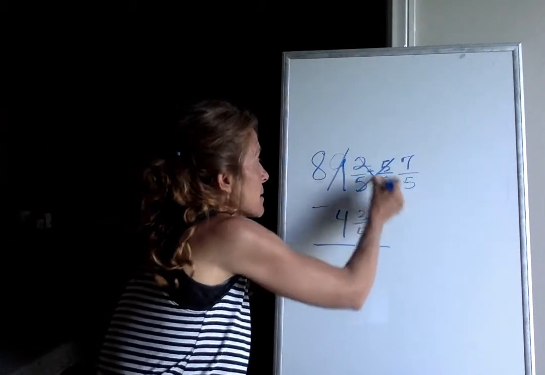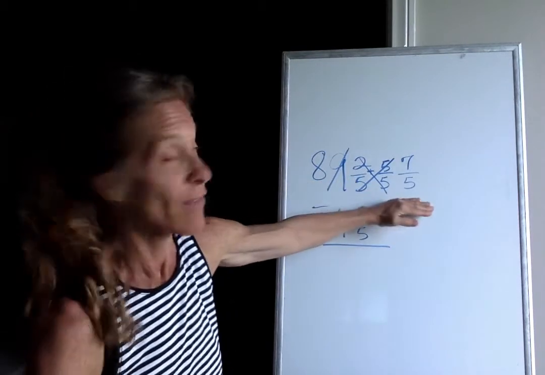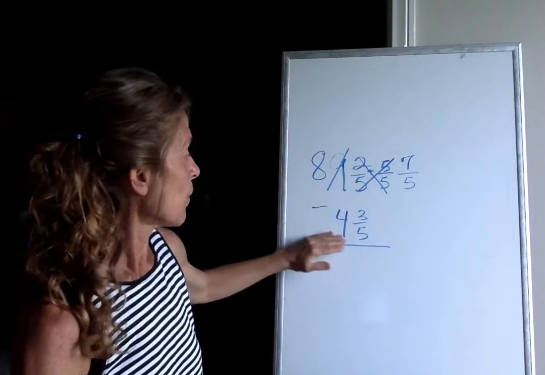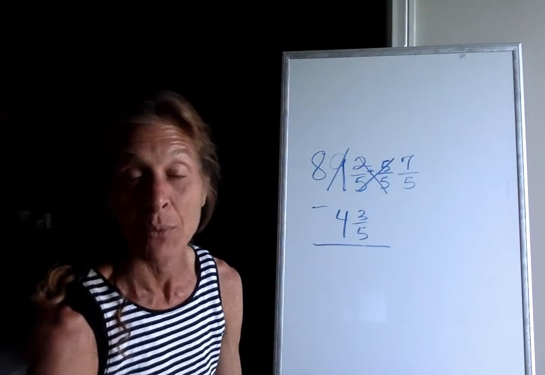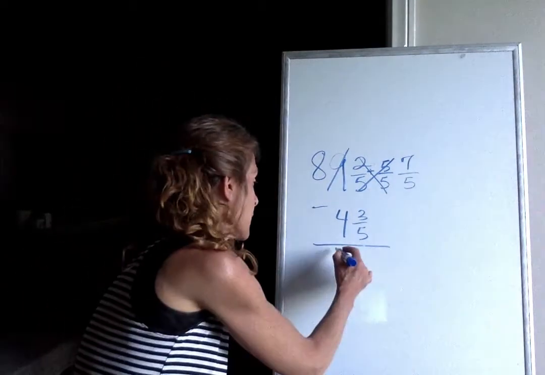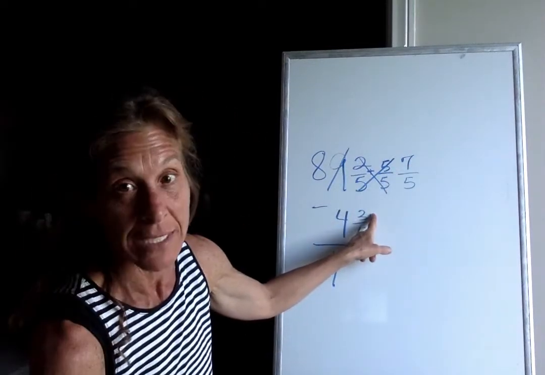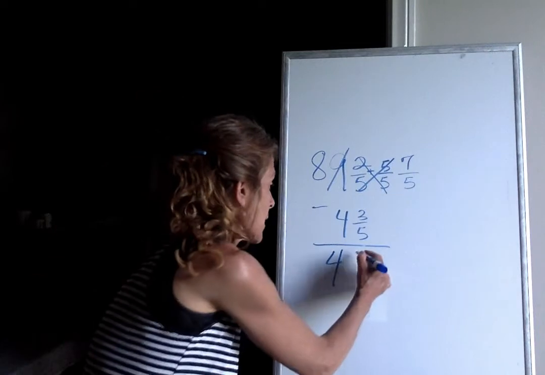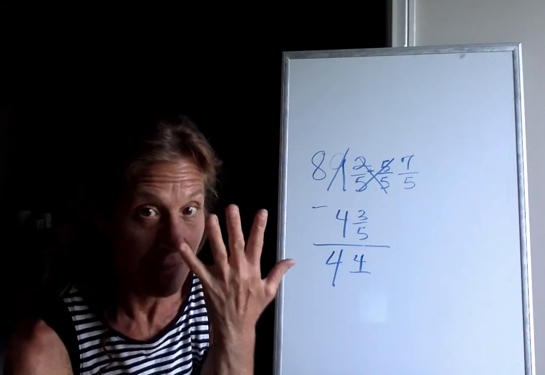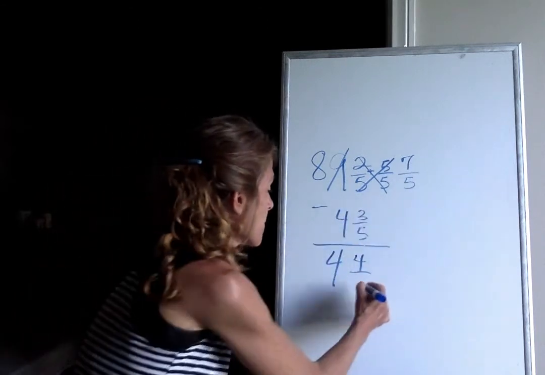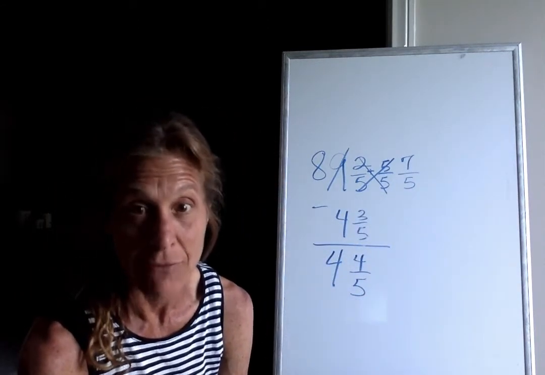I'm done with this. My new fraction on top is 8 7/5 minus 4 3/5. Can I do it? Yeah, I can do it now. What's 8 take away 4? 4. What's 7 take away 3? 4. What's my common denominator? 5. So my answer is 4 4/5.